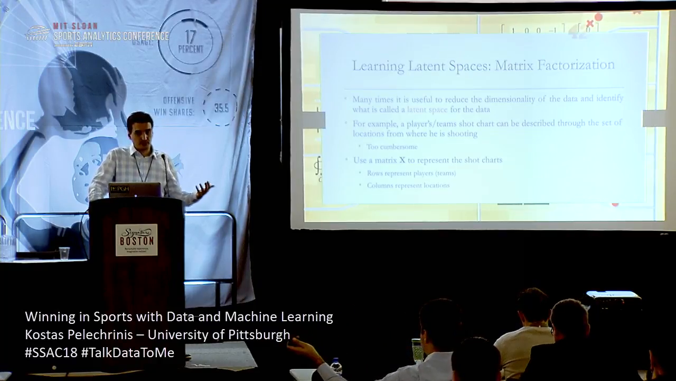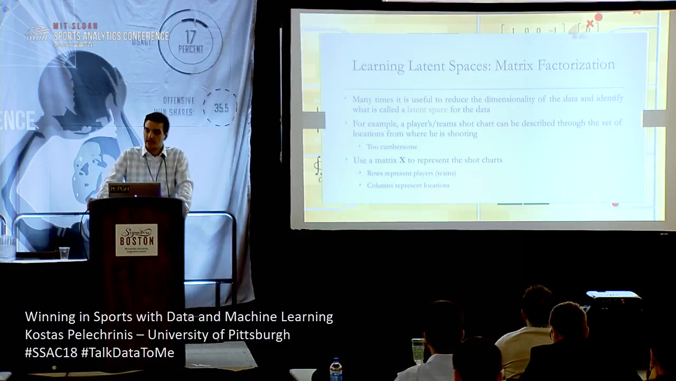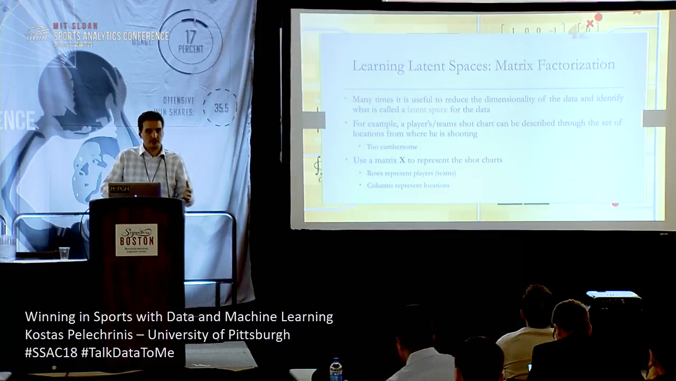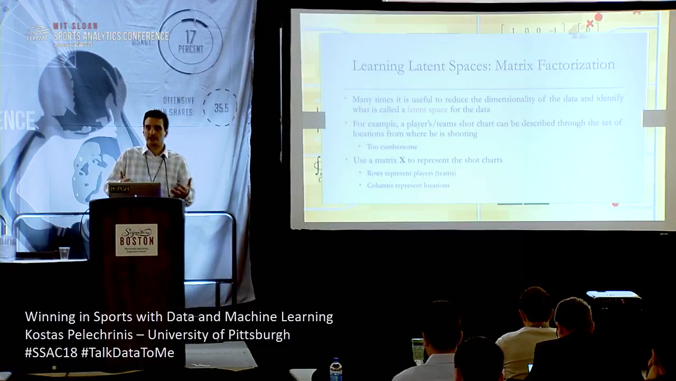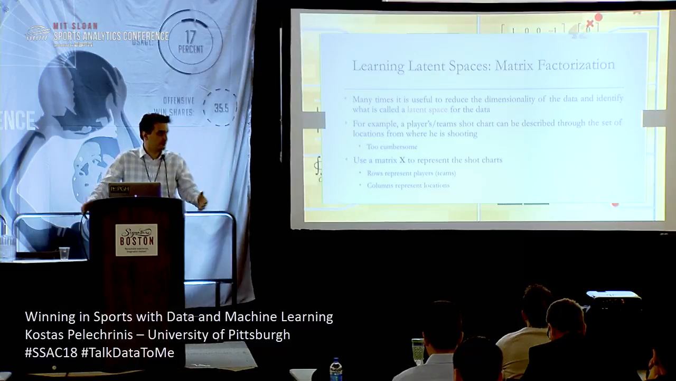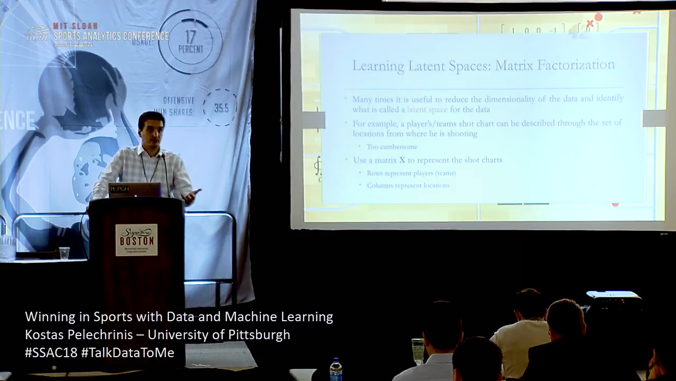So for example, in what we're going to see in this tutorial, you can imagine that you have a player or a team shot chart, right? And you describe the player or the team based on the locations from where these players took their shots. Now this is too cumbersome, in the sense that if you put a very fine grid on the court, you can have a very high dimensionality, right? If the court is 94 by 50, and you use 1 by 1 feet cells, then you have 94 times 50 dimensions, which is very large. So the question is how you can create a more compact representation that can also give you some insights on the patterns that these players have.